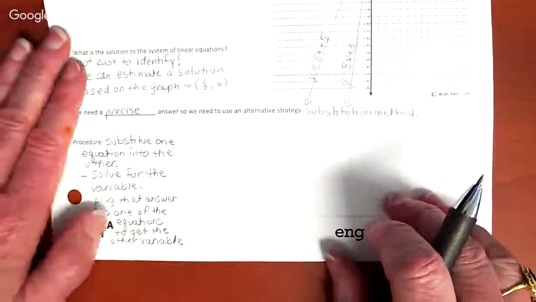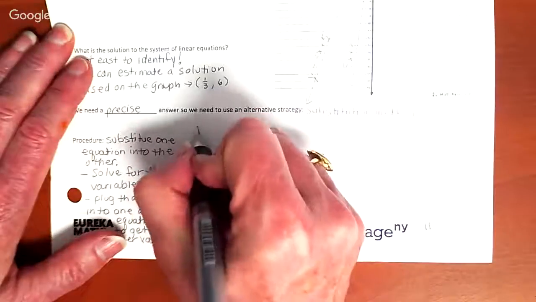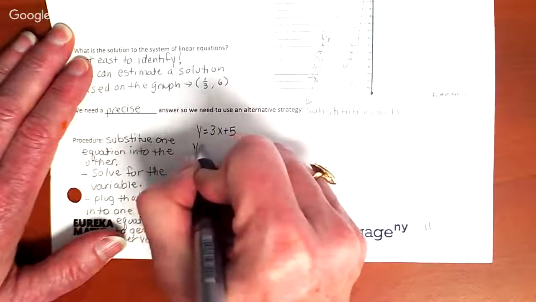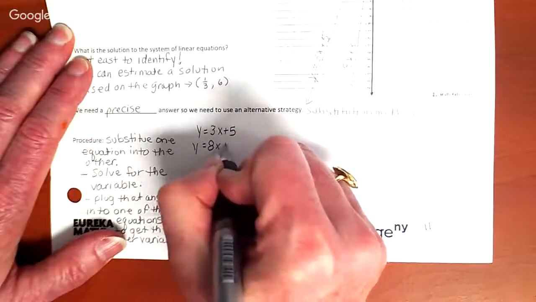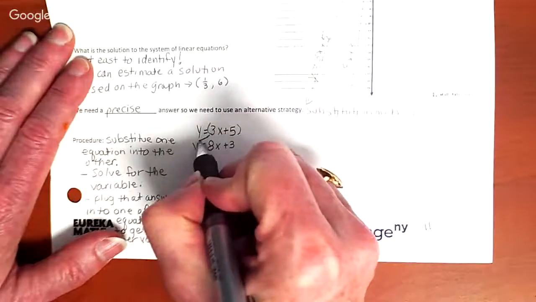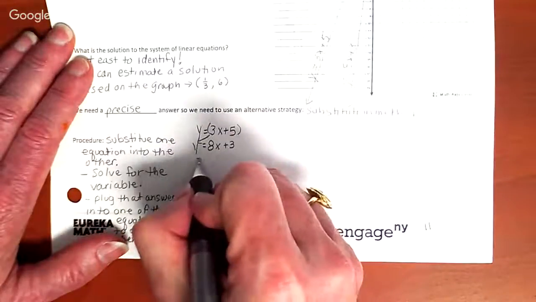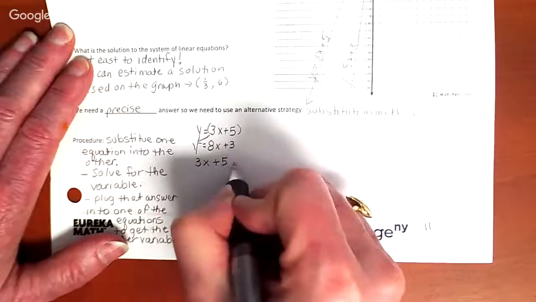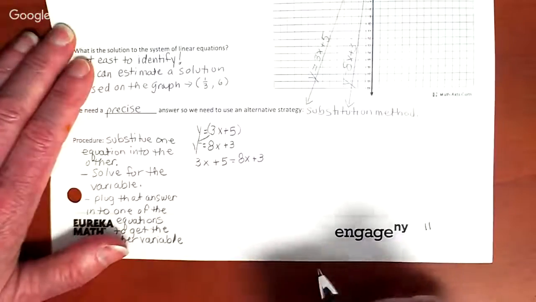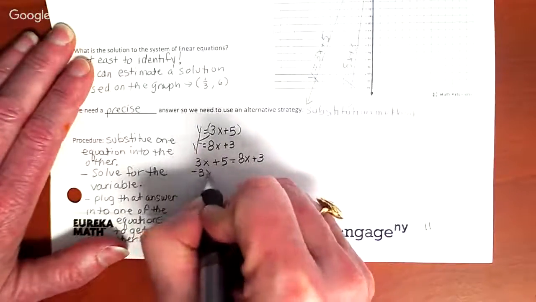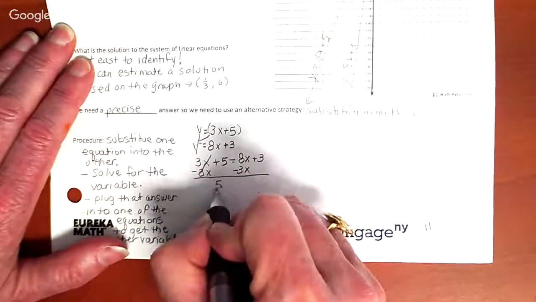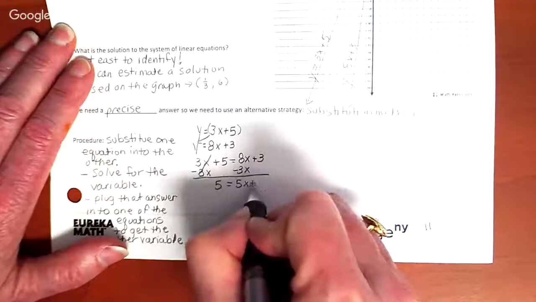Okay, so here we go. We have y equals 3x plus 5, and y equals 8x plus 3. So here I have y equals 3x plus 5, and we are going to substitute it in for y. So we would have 3x plus 5 equals 8x plus 3. So now we're going to solve it for x. So we're going to subtract 3x from both sides. So I have 5 equals 5x plus 3.